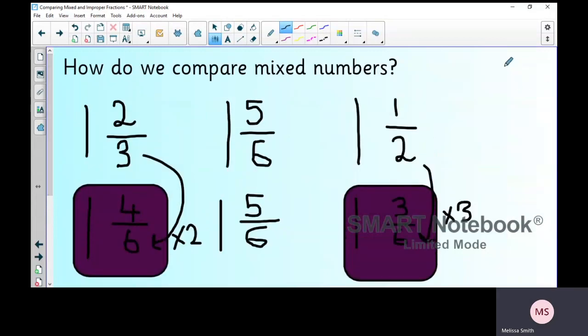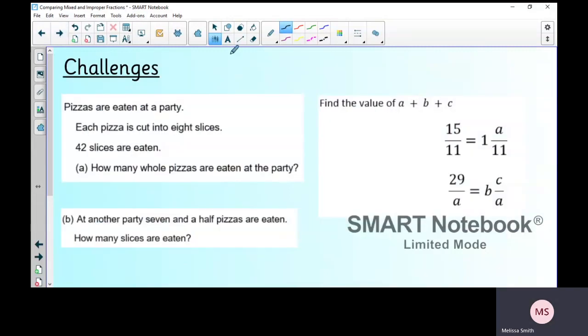Okay, children, so you should understand now how to convert improper fractions to mixed numbers to improper fractions. You should know how to compare mixed numbers, building on your skills from yesterday. If we have a look, these are your challenge questions, which we'll be going over in tomorrow's video. So I will have a read of them for you. Pizzas are eaten at a party. Each pizza is cut into 8 slices. 42 slices are eaten. How many whole pizzas are eaten at the party?